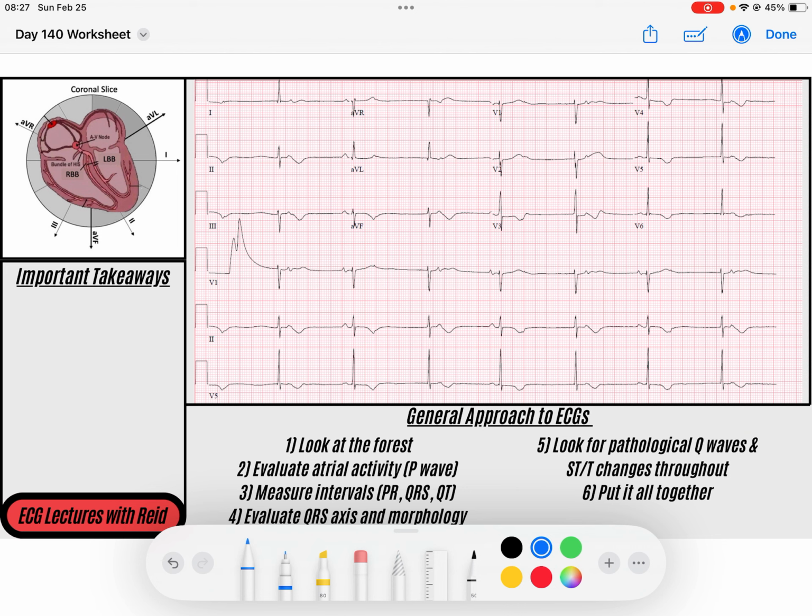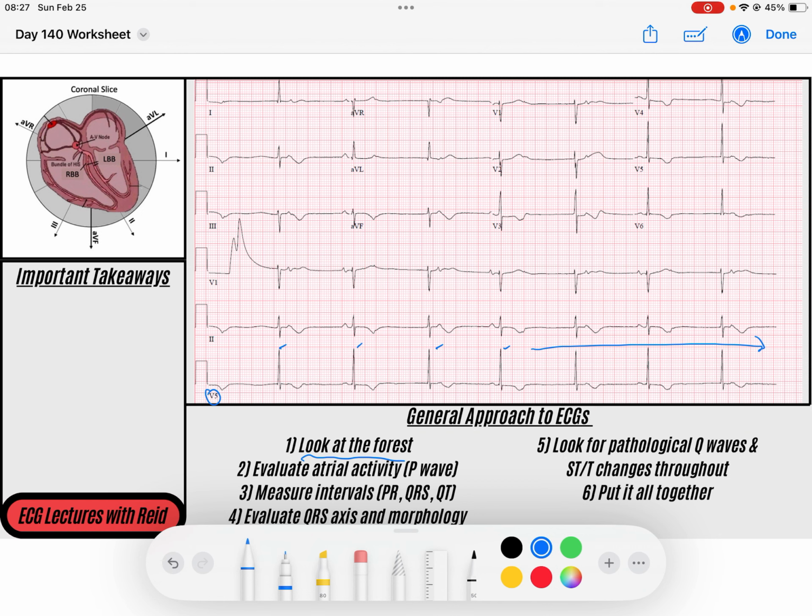So this is a pretty fun ECG. It doesn't look crazy when you look at it, but this one's got a lot of cool physiology. First thing we're going to do is get an idea of what's going on. We'll look at the forest, so I've come down here to lead V5, and I see a narrow complex rhythm that seems to be pretty regular, right? And you see it maintains its regularity through the entirety of the strip.